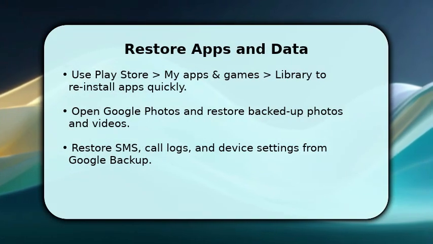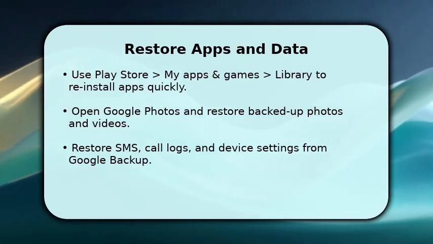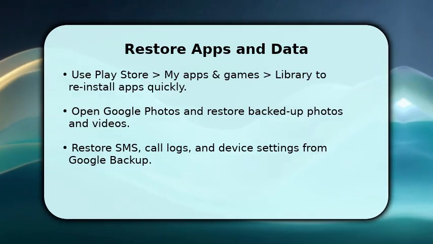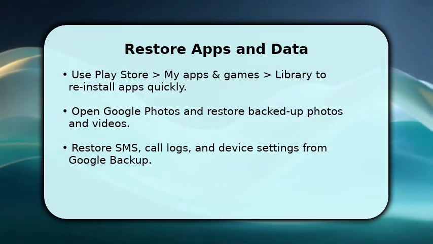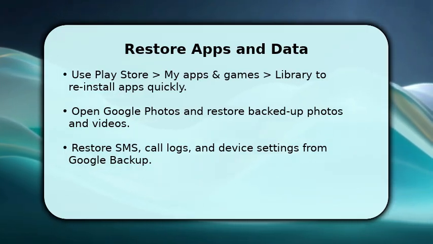Next, you reinstall apps and pull down synced content so your phone behaves like before. Open the Play Store and use the library to reinstall previously owned apps. This saves hunting them down. Then open Google Photos to restore full-resolution images and videos stored in your account.